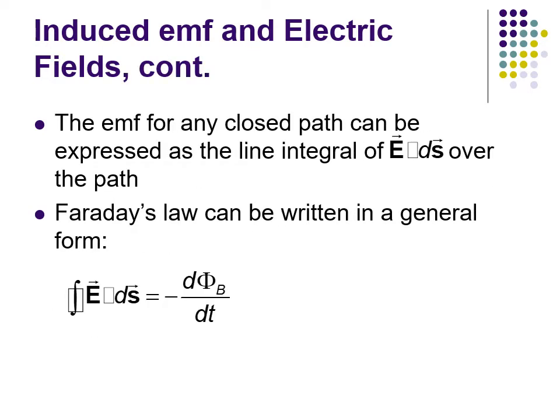So for some of you that will eventually be an electrical engineering major or work with circuitry, like in the computer engineering facet of things, the official formula is the closed loop integral of E dot ds is negative d flux magnetic over dt.